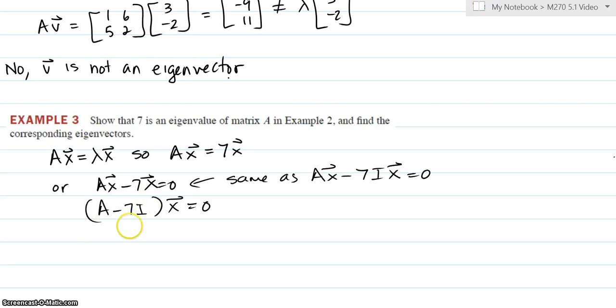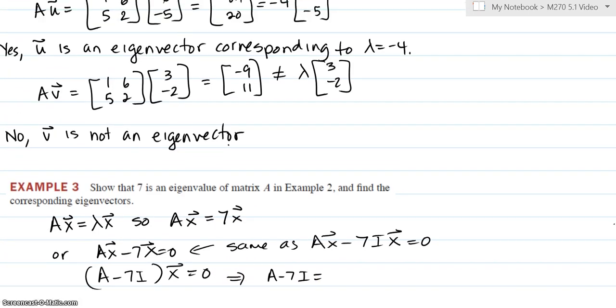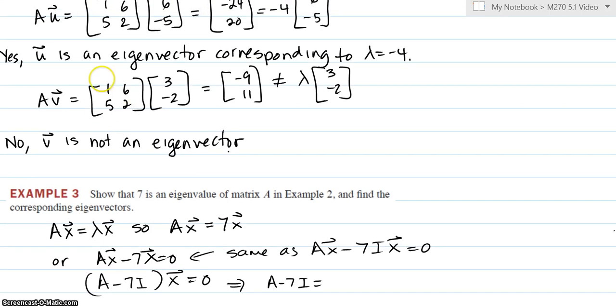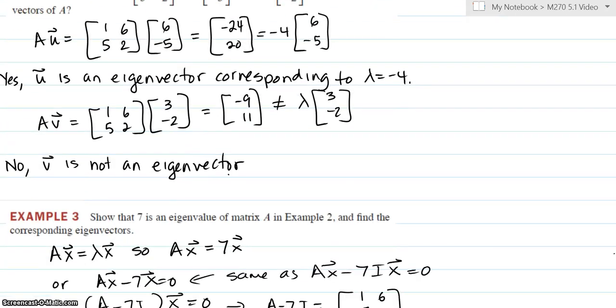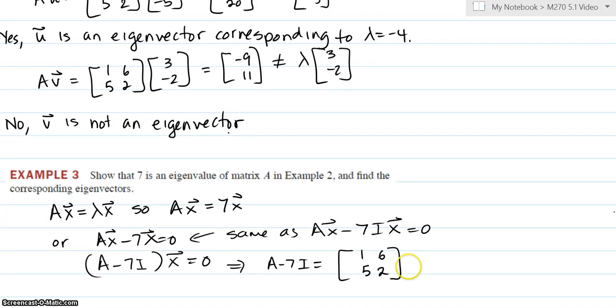To solve this equation, I'm going to first figure out what A minus 7I is. So what is A minus 7I? Well, what was our A? We have to look back at example 2. Our A was probably this, 1652. Yep. Minus 7I. I, in this case, to fit this, would be a 2 by 2.